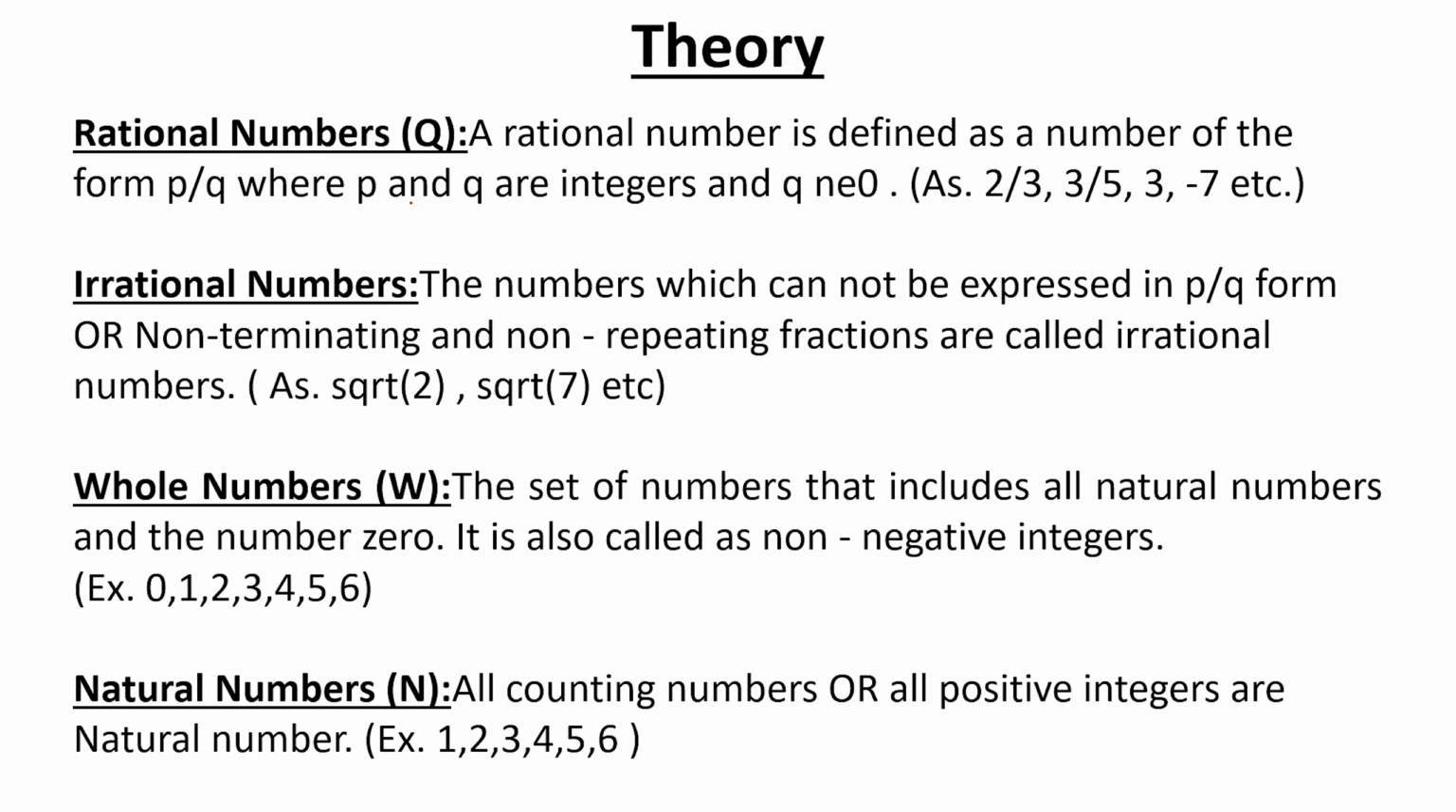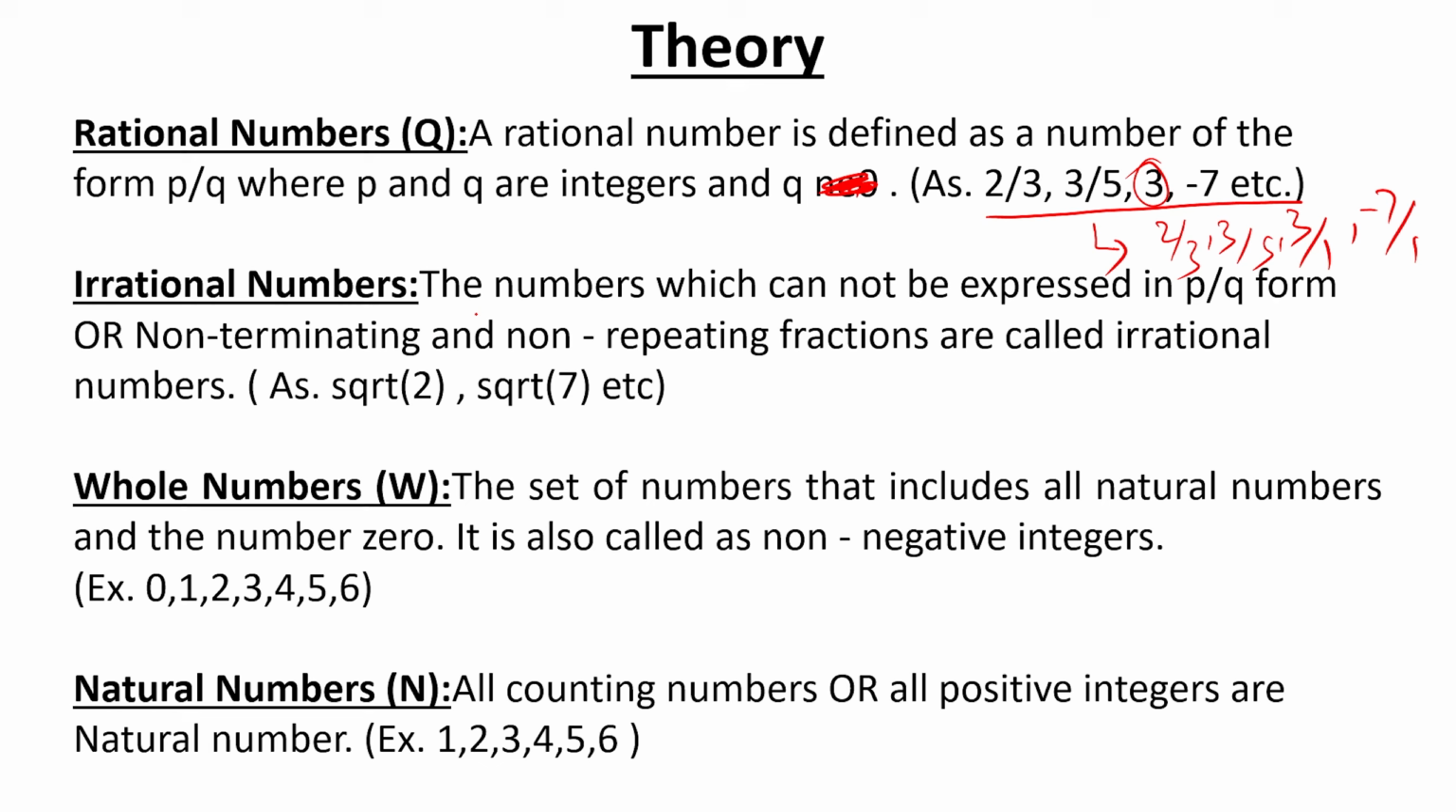So, a rational number. A rational number is defined as a number of the form p by q, where p and q are integers, and q is not zero. As you can see, these are the examples: 2 by 3, 3 by 5. You may ask why this one is also in the p by q form. Yes, it is, as it can be written as 3 by 1. The -7 can be written as -7 by 1. You can write it like this.